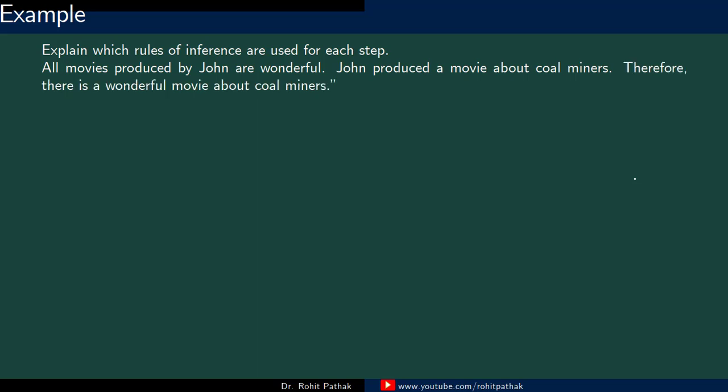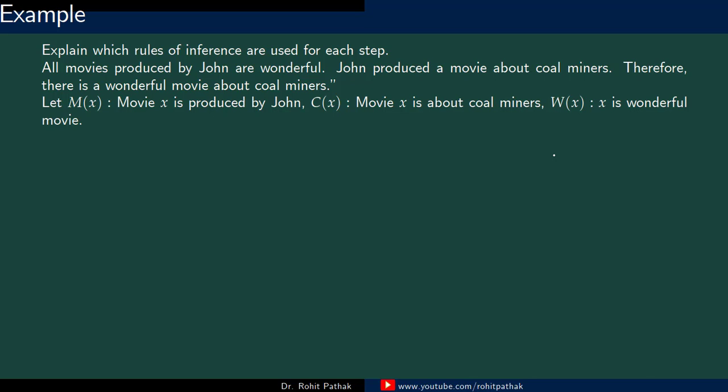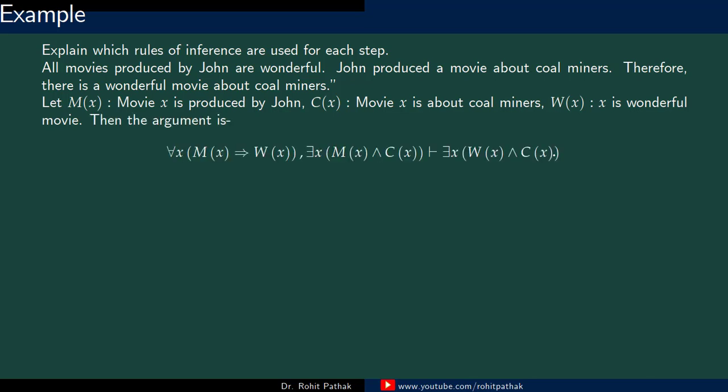Therefore, there is a wonderful movie about coal miners. So, as usual, we convert this argument into quantified form. Let Mx: movie X is produced by John. Cx: movie X is about coal miners. Wx: X is a wonderful movie.